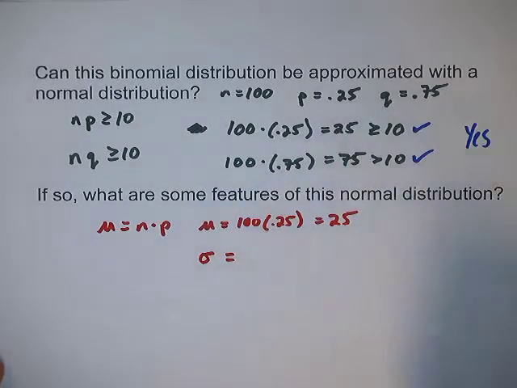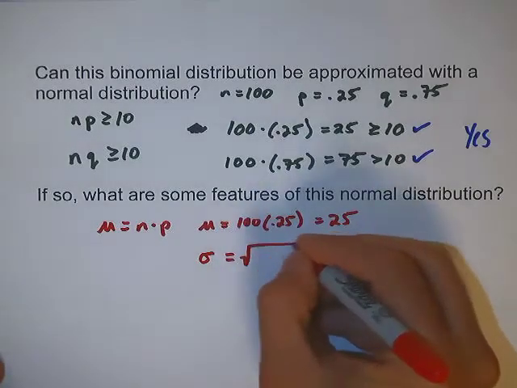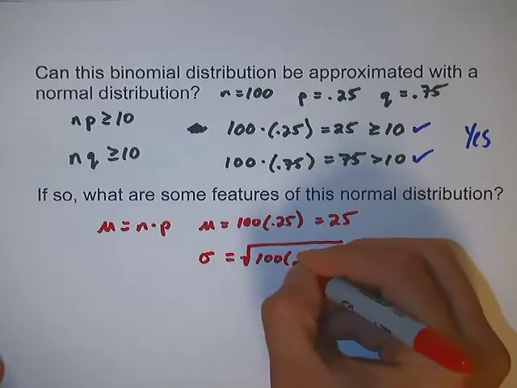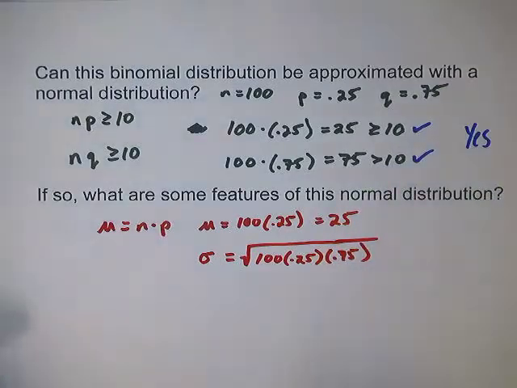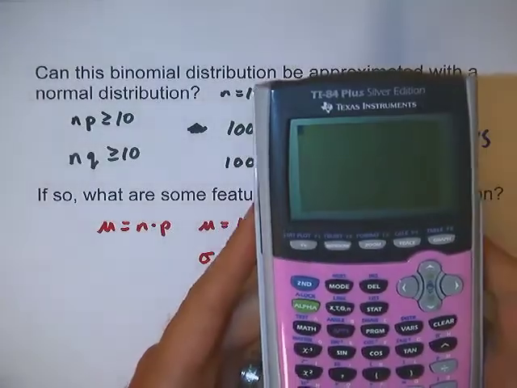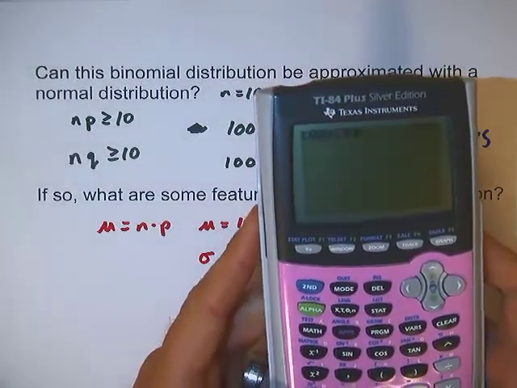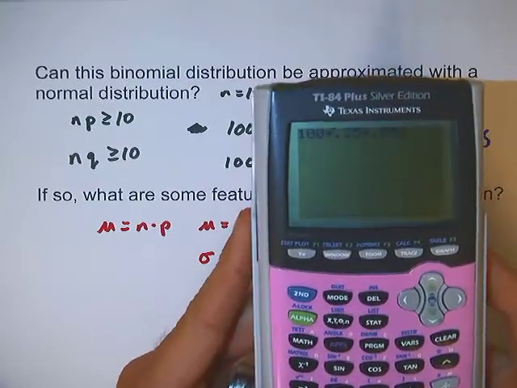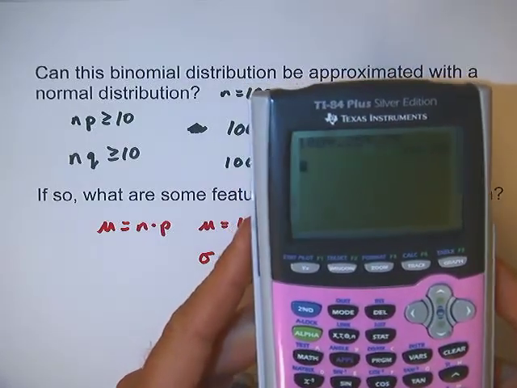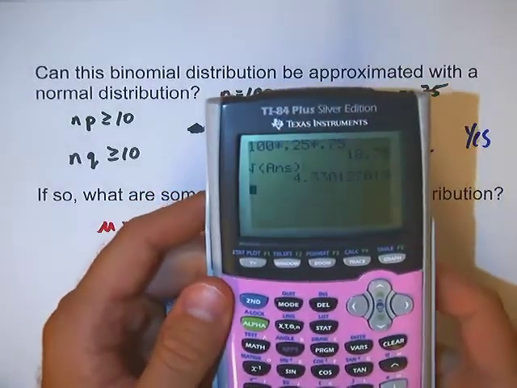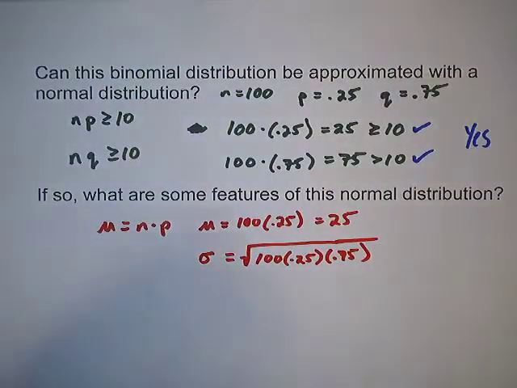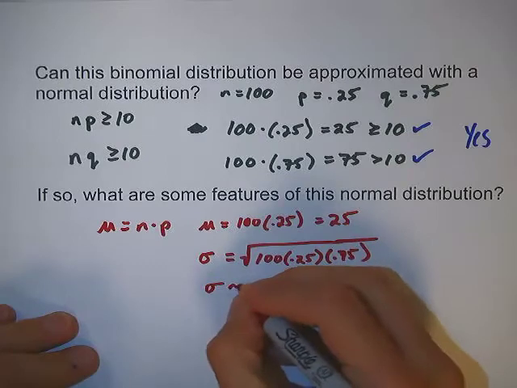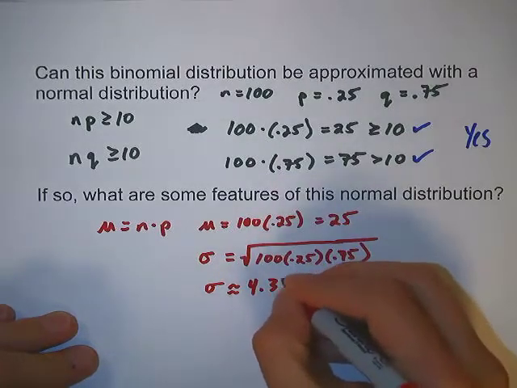Let's also do the standard deviation. The standard deviation is the square root of n times p times q, so 100 times 0.25 times 0.75. Let's go to the calculator. I'll multiply the numbers first: 100 times 0.25 times 0.75 gives me 18.75. Then I need the square root of that number, which ends up being about 4.33. So the standard deviation is approximately 4.33.